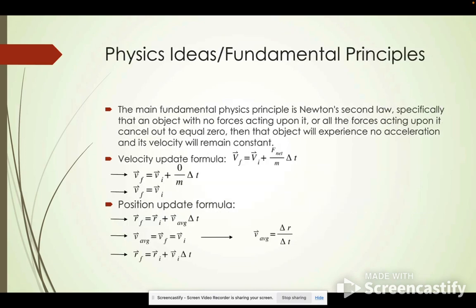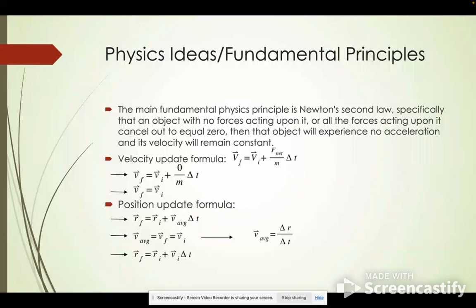So the main fundamental physics principle is Newton's second law, specifically that if an object has no forces acting upon it, or all the forces acting upon it cancel out to zero, then that object will experience no acceleration and its velocity will remain constant. We're going to show this using the velocity update formula: the final velocity equals the initial velocity plus the net force divided by mass times delta t. So if the net force equals zero, then we can work the formula around to show that the final velocity is going to equal the initial velocity.